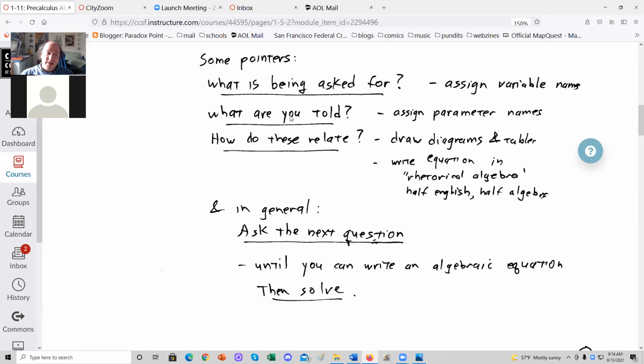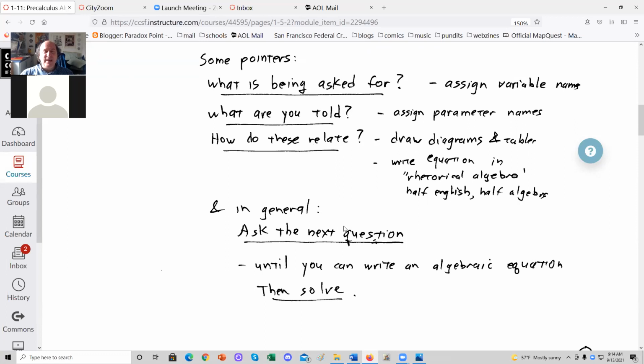Again, important in answering any question. There you want to assign names to the parameters and also to identify what the parameters are. Then how does what you're told relate to what's being asked for? Well, that's not the trivial part at all. And there are various ways. You can draw diagrams, you can draw tables, you can write an equation, which is something called rhetorical algebra, which is half English and half algebra.